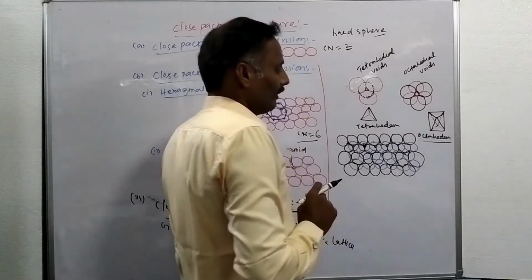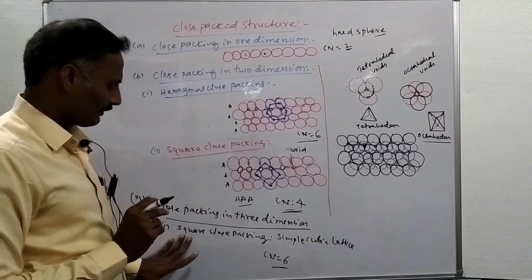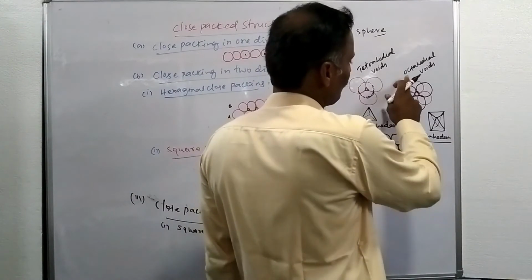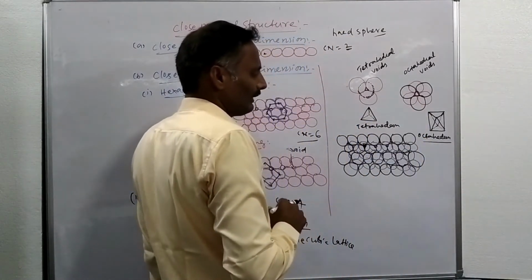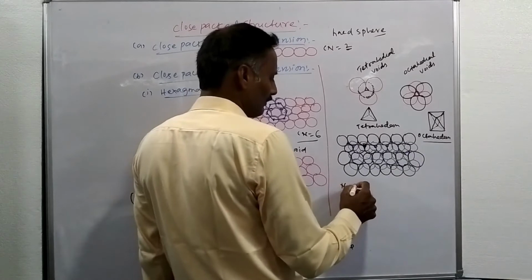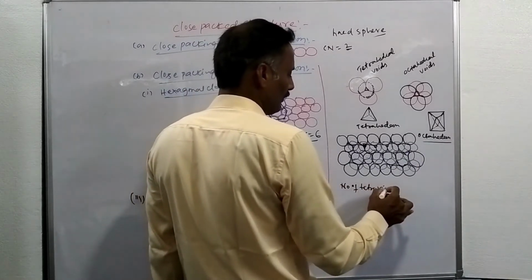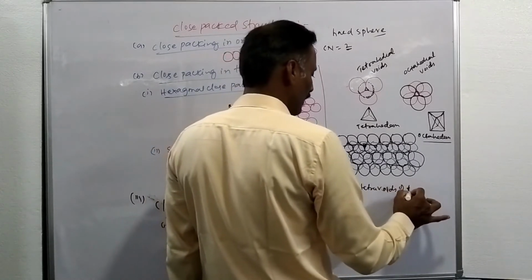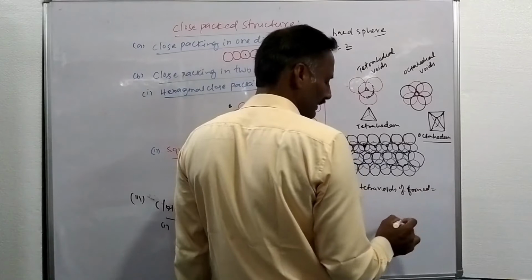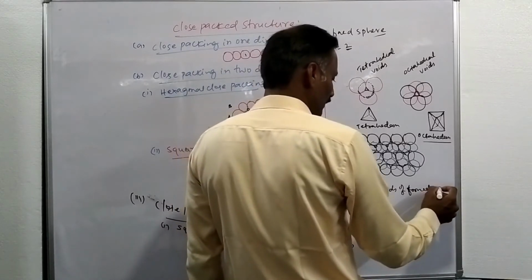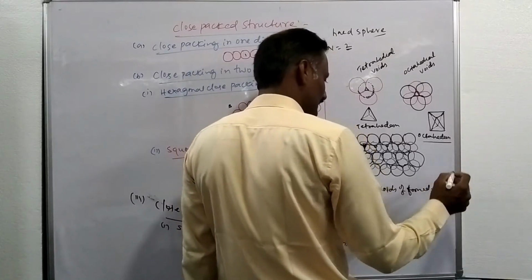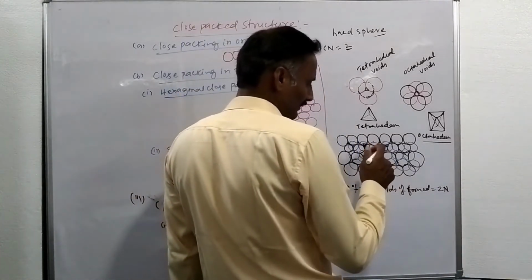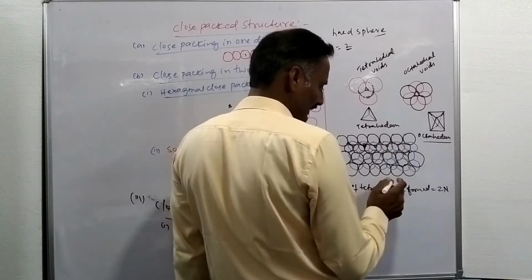That's why, in the formation of close packing in 3 dimensions, we get 2 types of voids, tetrahedral voids as well as octahedral voids. The number of tetrahedral voids formed is equal to twice the number of particles that participate in a crystal lattice. Suppose n number of particles are present in a crystal lattice.